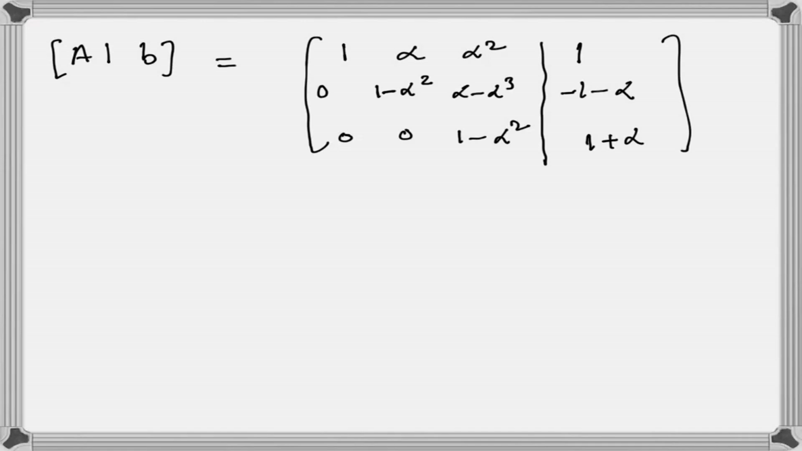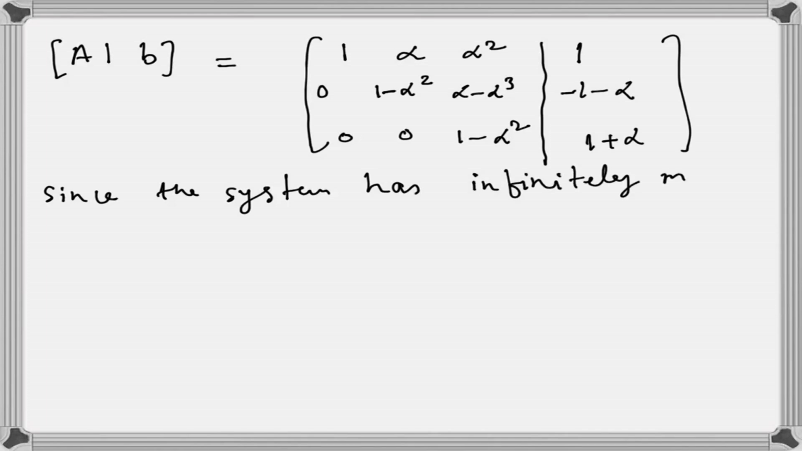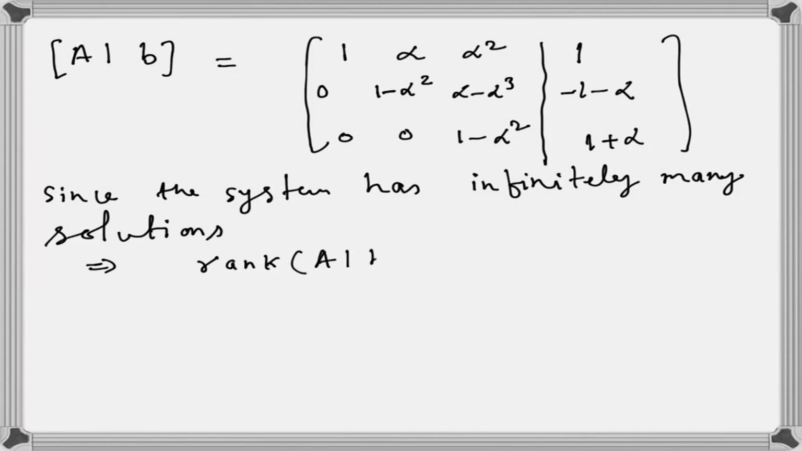So since the system has infinitely many solutions, this means that rank of A augmented B is equal to rank of A, which is less than 3. So now, when is it possible?